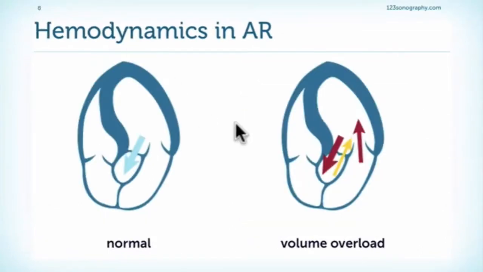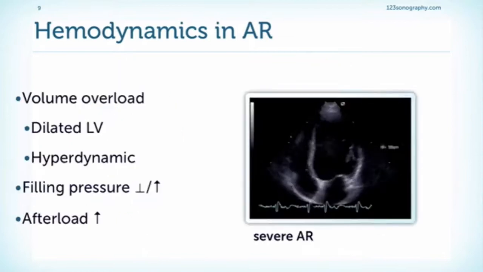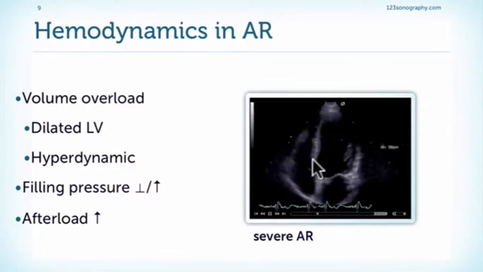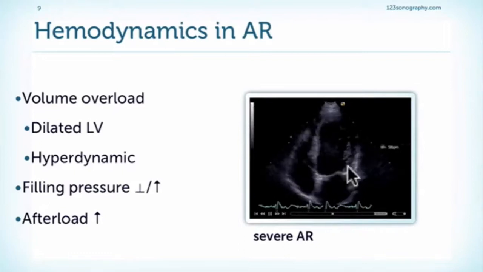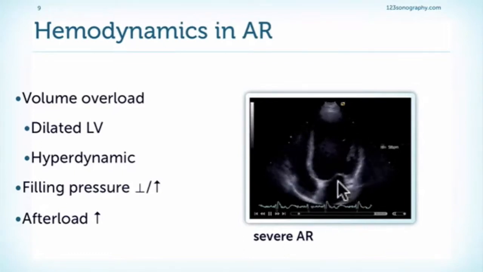What are the hemodynamics of aortic regurgitation? Well, the problem is that we have regurgitant flow coming back from the aorta into the left ventricle. This means that the left ventricle has to accommodate more volume. In addition, there's also more forward flow across the aorta because this volume again has to be ejected back into the aorta. So, in summary, we have a volume overloaded left ventricle, which is dilated, which is hyperdynamic, and if the left ventricle begins to fail, we start to see elevated left atrial filling pressures.